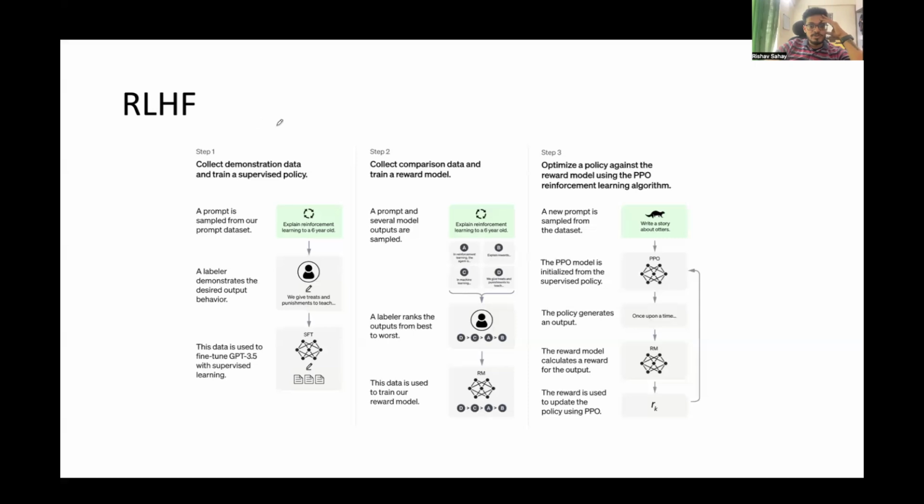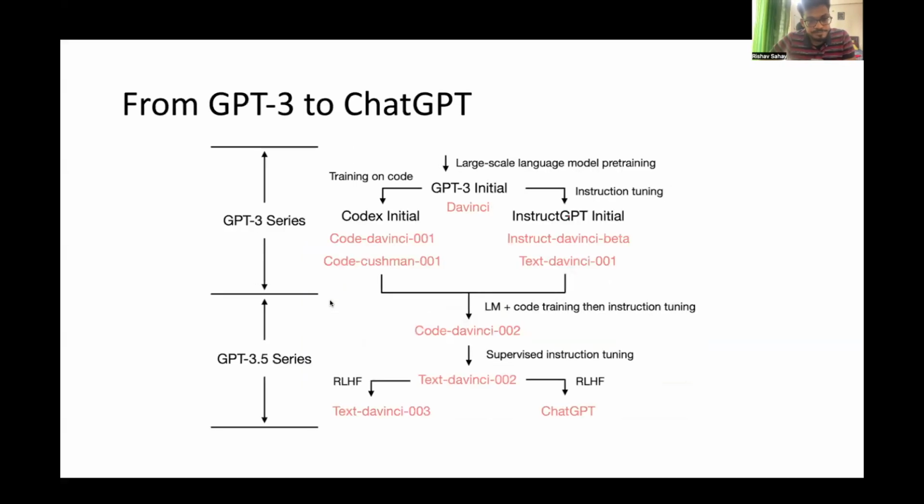So firstly, a new prompt is sampled from the data set. The PPO model is initialized from the supervised policy, which is the step one policy. The policy generates an output. The reward model calculates a reward for the output in real time. And the reward is then used to update the policy using PPO. So that's what the 4 stages of training for Instruct GPT look like.